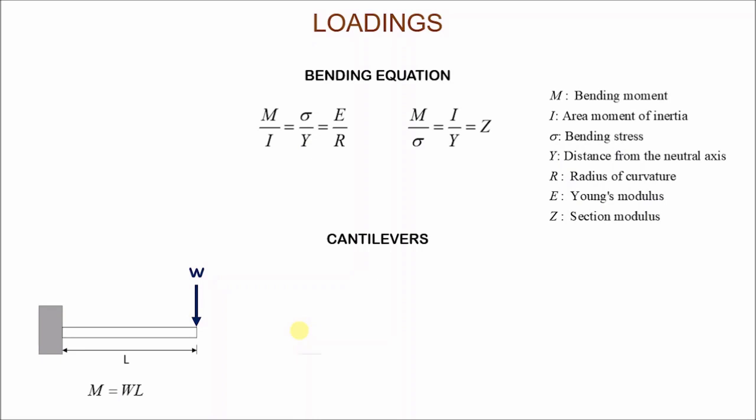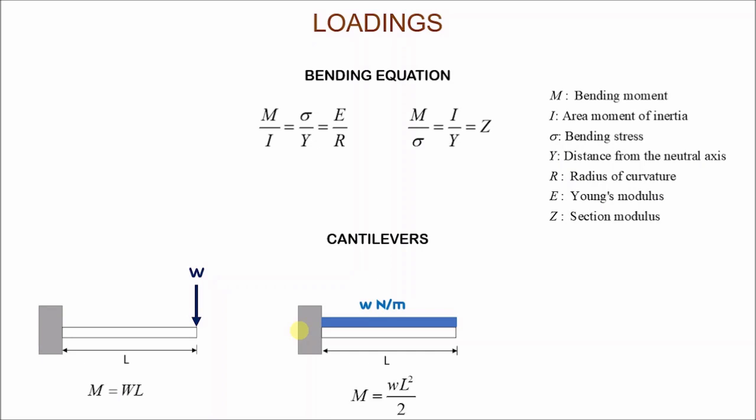The second case is when you have a distributed load, a UDL, acting over the full length of the cantilever. And in that case, the moment of resistance, M, is going to be equal to the magnitude of the UDL, which is small w, multiplied by the square of the length of the beam, and all of that divided by 2. And finally, you have a case where you have a combination of these two cases.